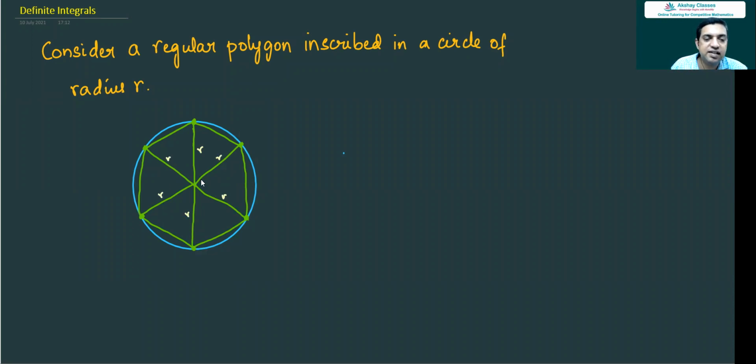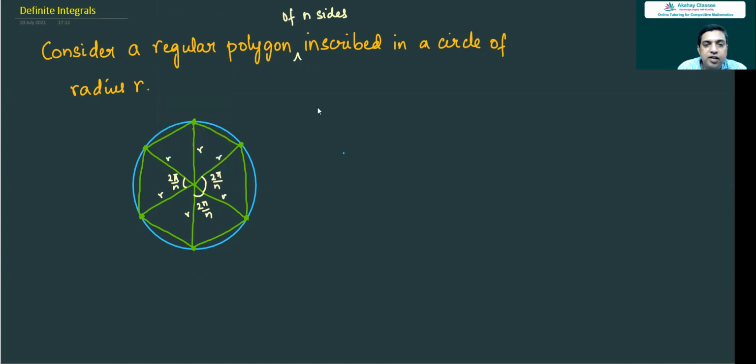Assume that there are n sides. Each of these angles will be 2 pi upon n. Okay, each of these angles is 2 pi upon n, because we are considering a regular polygon of n sides. Now, what is the area of the polygon?